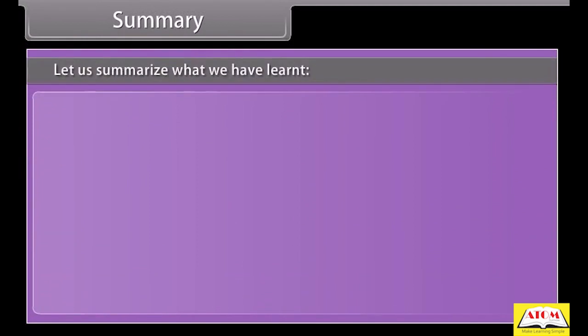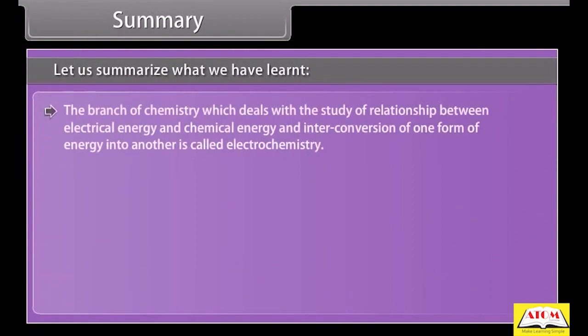Summary. Let us summarize what we have learnt. The branch of chemistry which deals with the study of relationship between electrical energy and chemical energy and interconversion of one form of energy into another is called electrochemistry.